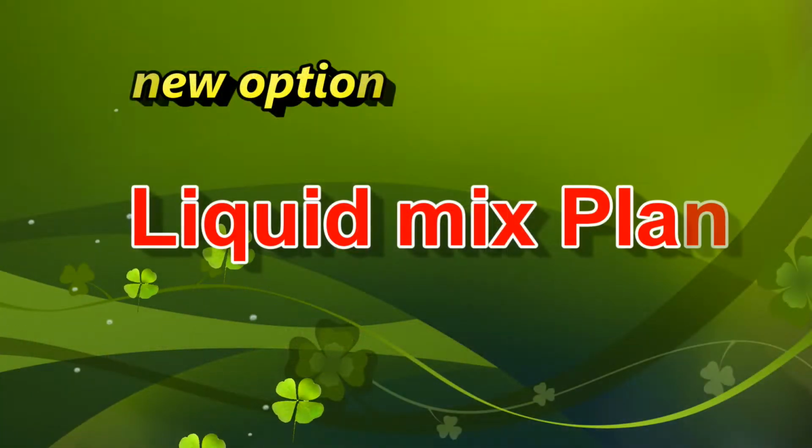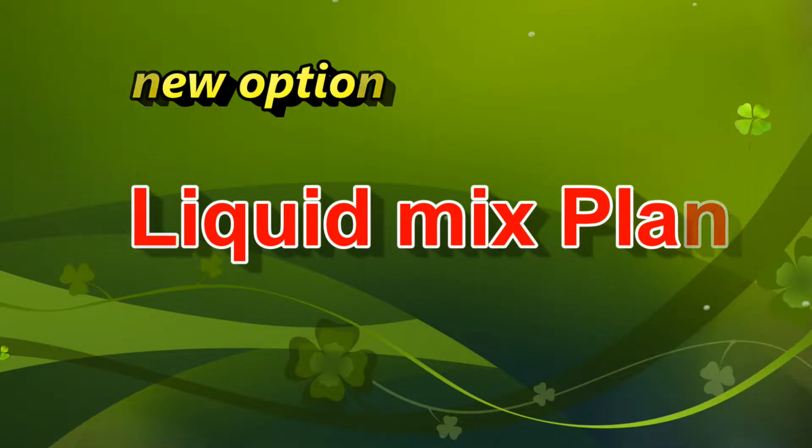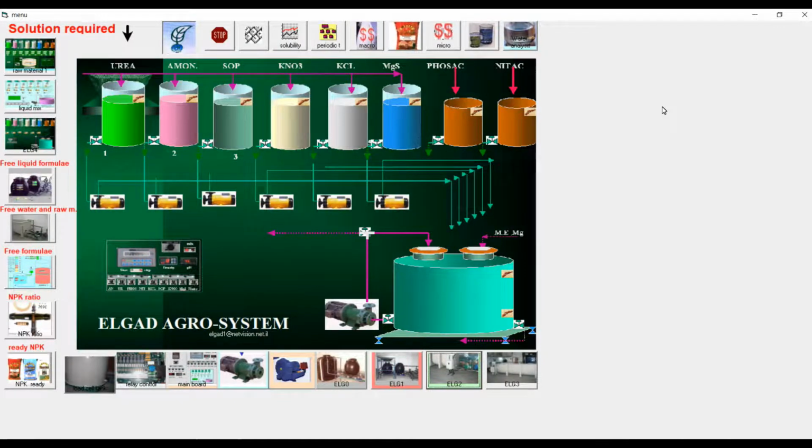Now the next example will be a very wide advanced plant working by liquid mix. It means all the raw materials are in liquid form. In this case, it's a full plant. So let us start with the example.